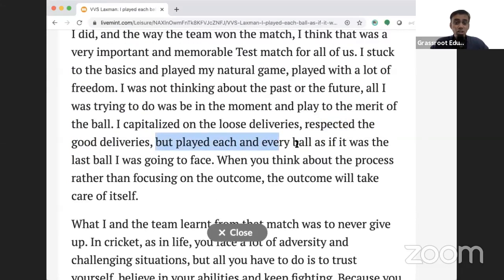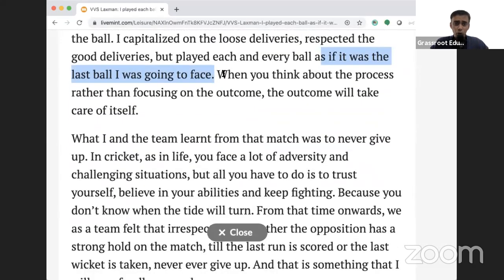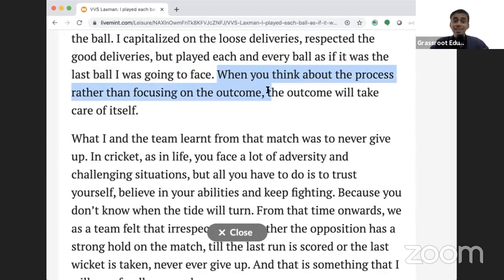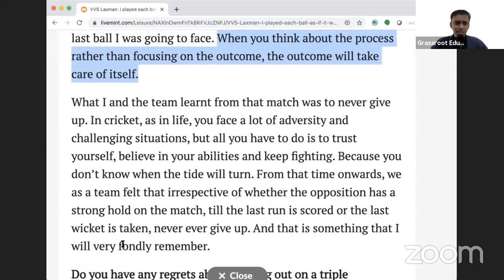But played each and every ball as if it was the last ball I was going to face. Now, this is very important. When you think about the process, rather than focusing on the outcome, the outcome will take care of itself. Okay. Just tell me if you understood this line. This line is also important with respect to your IELTS preparation. Okay. I know all of you get stressed thinking, oh, I have to get a 7.5. I need to get a 7 and all of that. But you're thinking of the outcome. Fix the process. Okay. Work on it every day. Attend the classes, learn English, develop it, learn the process, attack the process, the outcome will take care of itself. Okay, very nice line. Okay, let's finish this.